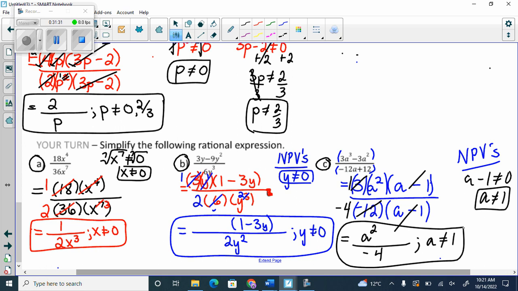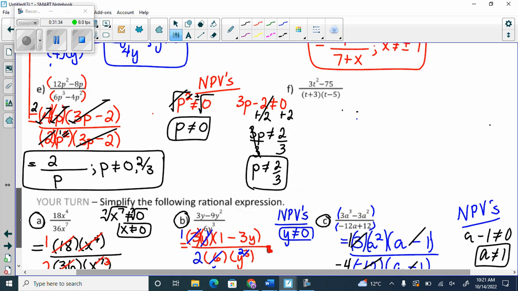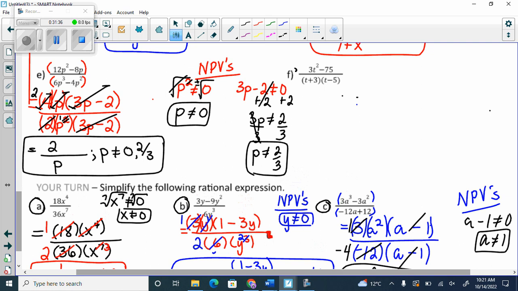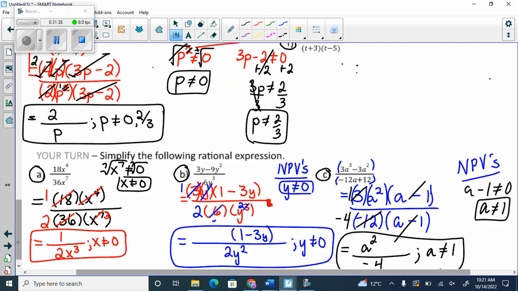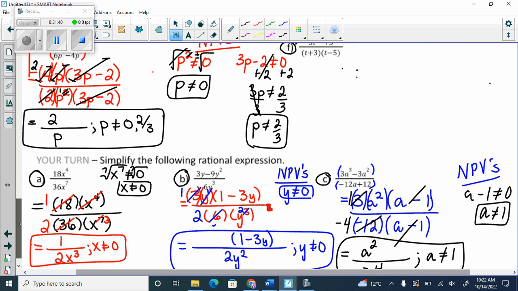Now I want you to move up and try this one out. The hint, there's a difference of squares in it. Try F. When you're done, we're going over that one on Monday.